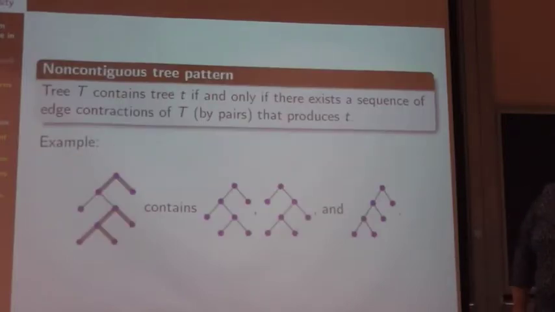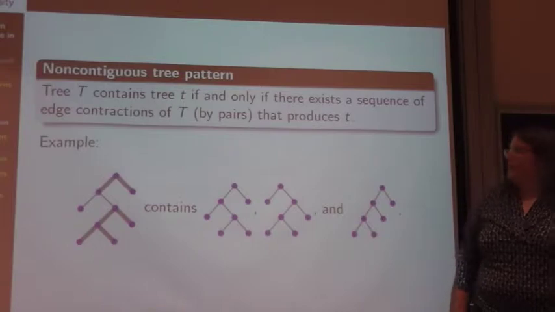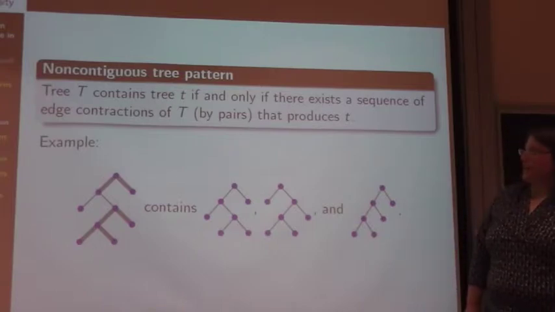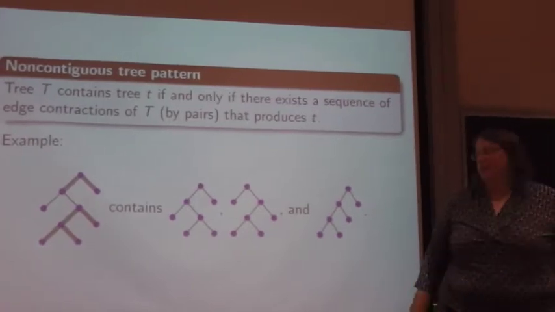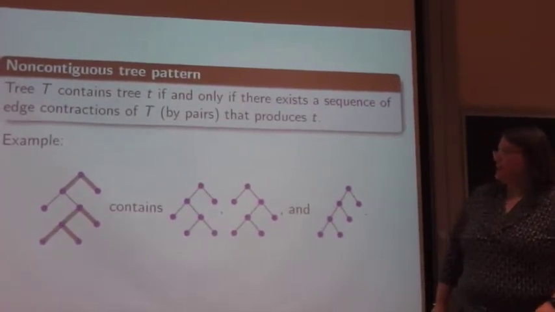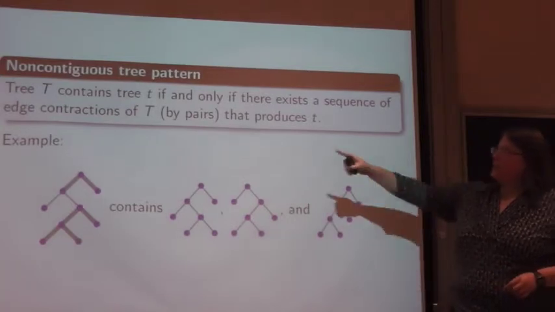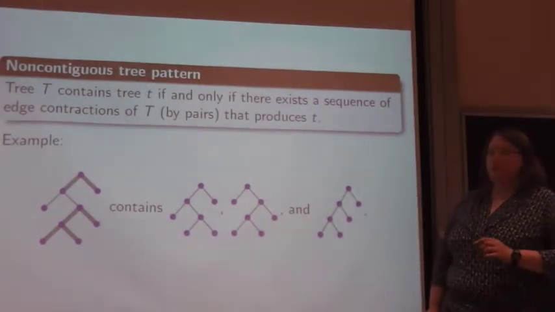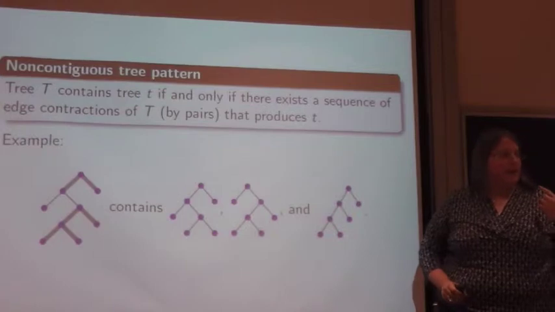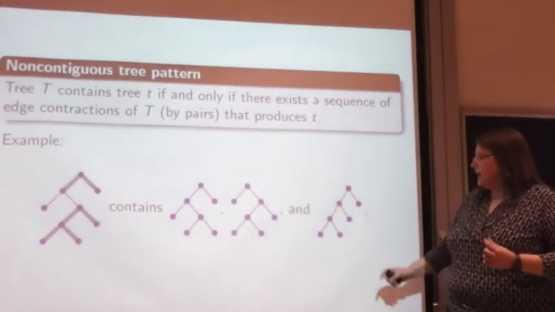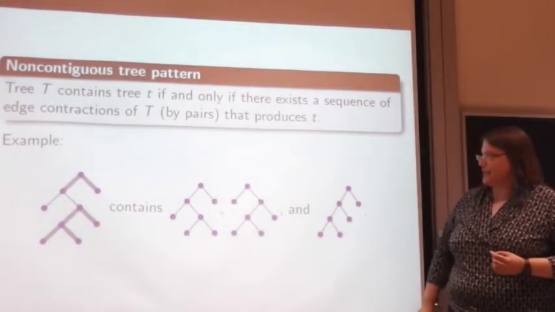So here's our new definition of tree pattern. And this was motivated actually by thinking about permutation patterns, because that's my default thing to think about. So a non-contiguous tree pattern is a little bit different, because big T contains little t if and only if you can contract edges by pairs and find your smaller tree inside of it.